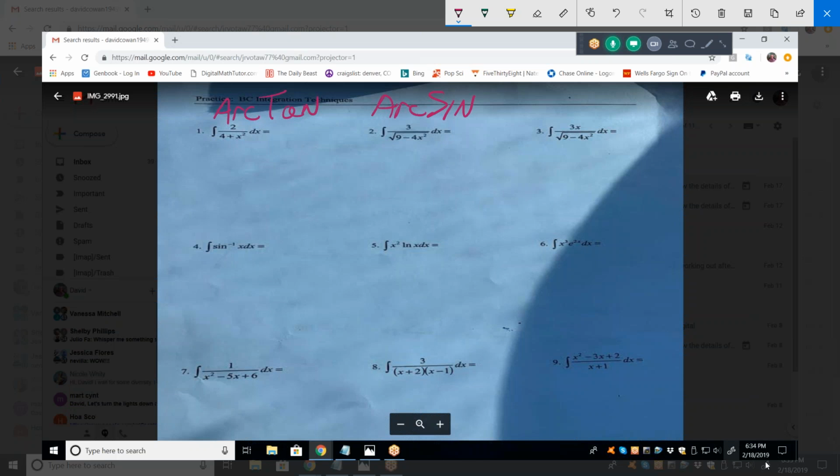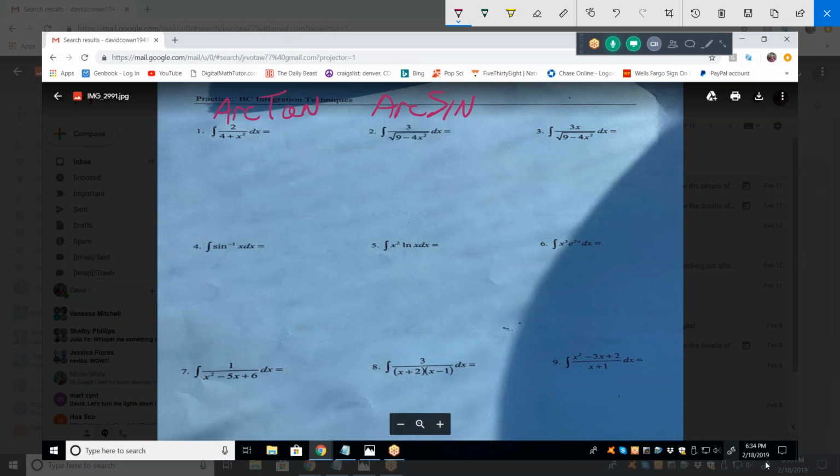But first of all, what I want to do is look at all 9 of these and figure out how we're going to do each one of them. Okay, 3. What method would you use for 3? I think that we would use arc sine again. That's what I thought when I first looked at it.